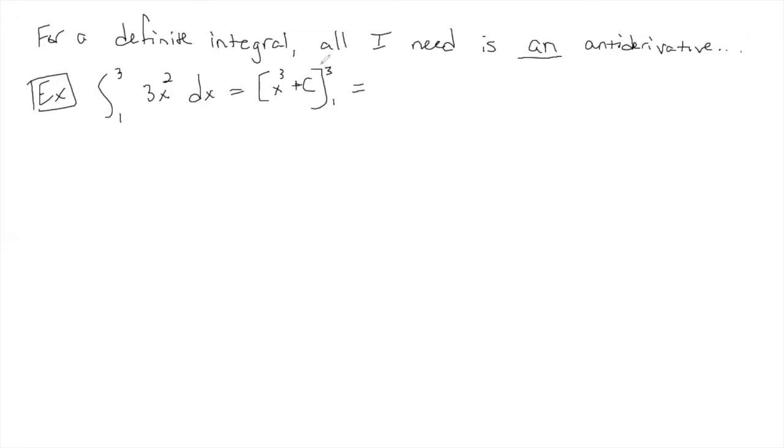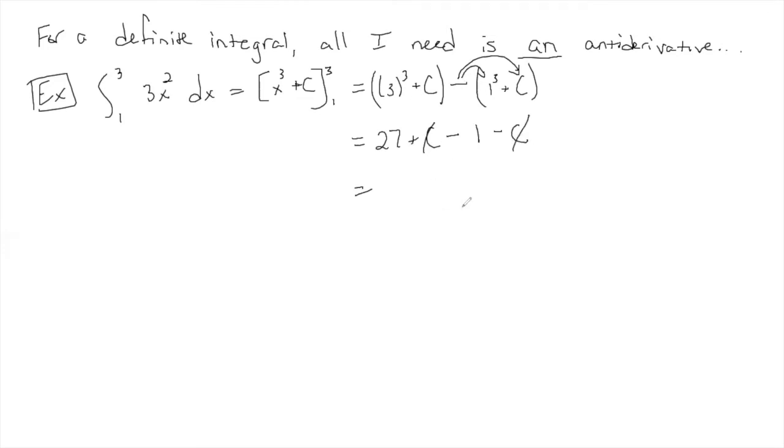And I evaluate that from 1 to 3. So now I get, all right, I plug in 3. This is 3 cubed plus c, right? Plus c stays. Minus, I plug in 1. 1 cubed plus c. All right, so I get 27 plus c minus, and remember this minus distributes, right? Minus 1 minus c. So the c's cancel. In every case, the c cancels. So I get 26. And it's because of that subtraction.